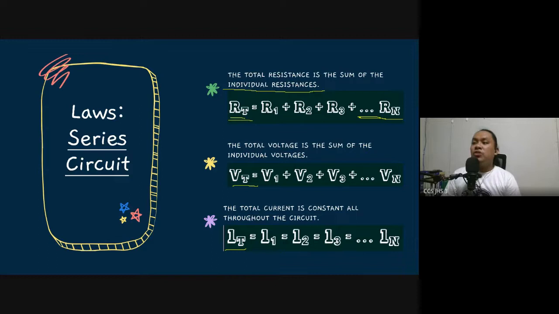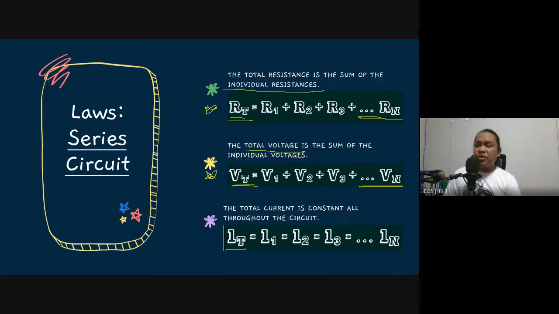Next, to get the value of our total voltage, same with our total resistance, we only need to add up the values of our individual voltages. So total voltage, or V sub T, is equal to V sub 1 plus V sub 2 plus V sub 3 plus dot dot dot V sub n. Again, depending on how many loads are connected to your circuit, series circuit to be specific.